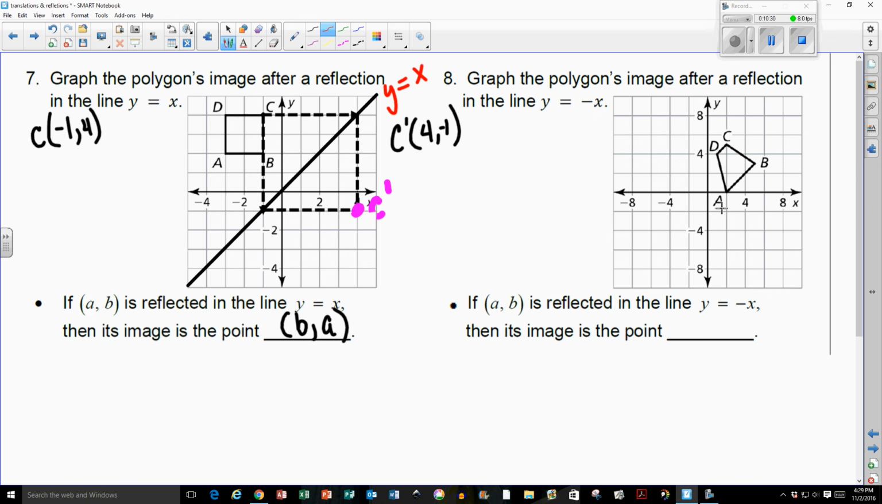All right. So what happens now when I'm going to reflect over the negative parent? So now I've got this one. So now I want to reflect over this line.